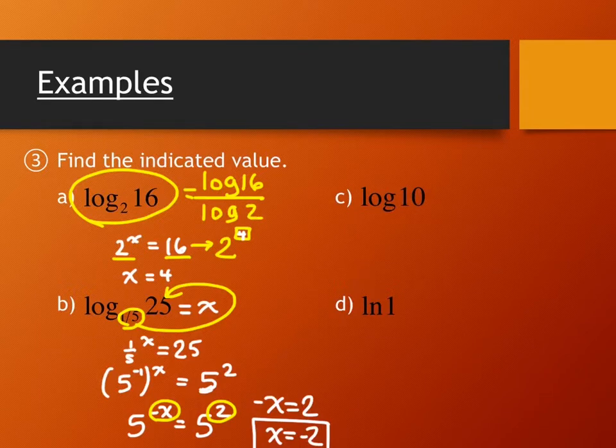This actually has an official name. It's called the change of base formula. Basically, we've changed the base from 2 to a base of 10, and we've rewritten them. It does matter that the log 16 comes first, in the numerator, and the log 2 comes second, in the denominator. If you put that into your calculator, just verify real quick that you get a 4.